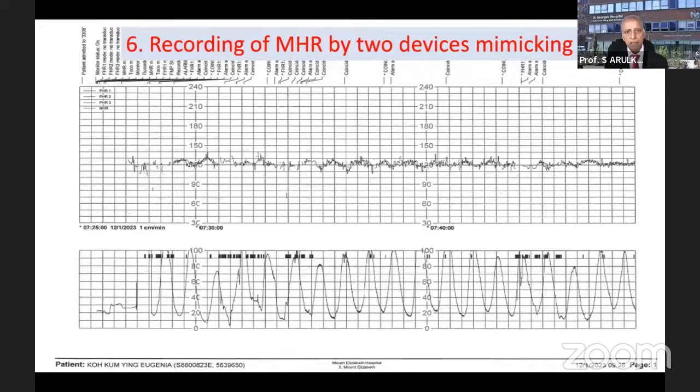Now, this can happen: recording of the maternal heart rate by two devices. The ultrasound picks up the maternal pulse, which is seen as a light drawing there, and the dark drawing is due to a tocotransducer with infrared picking up the maternal pulse, and the baby is dead. So this was going on, and people thought this is nothing to worry about because it is picking up the maternal and fetal.